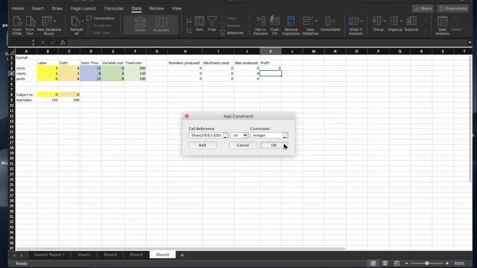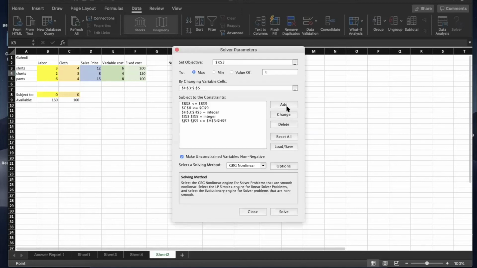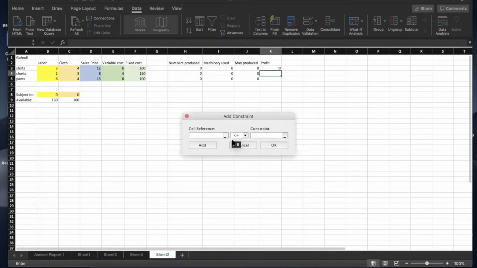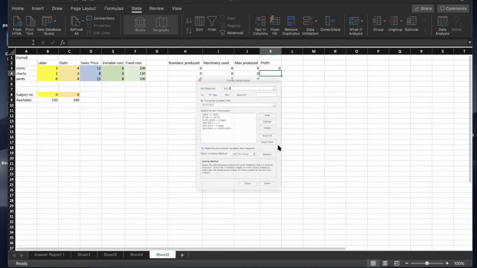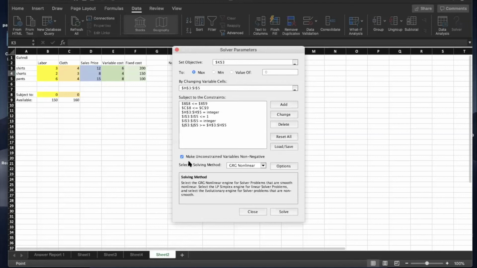So that's why I'm going to have two constraints. The first would be those to be integer, and then for the second one, the same values to be less or equal to 1, which would ultimately make them binaries. Just spare me for a second while I type them in, and then I will get to the answer. Make sure that the unconstrained variables are not negative mark is checked.